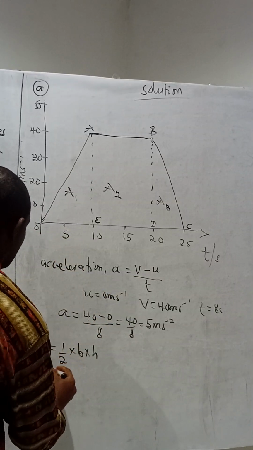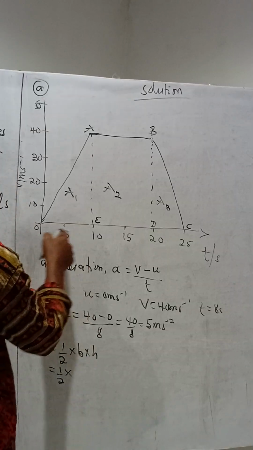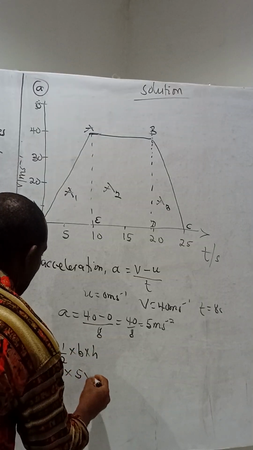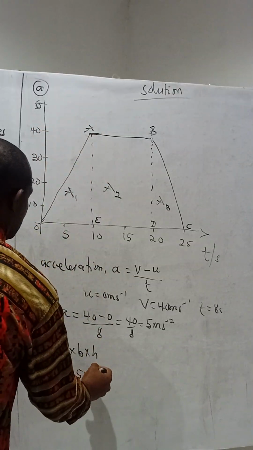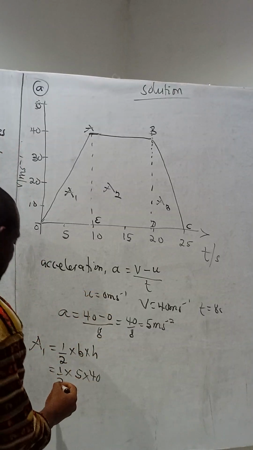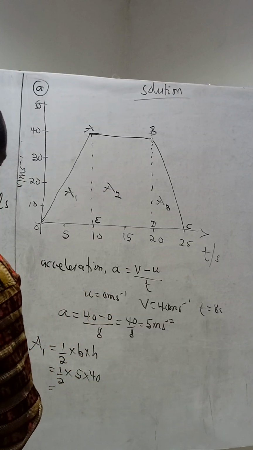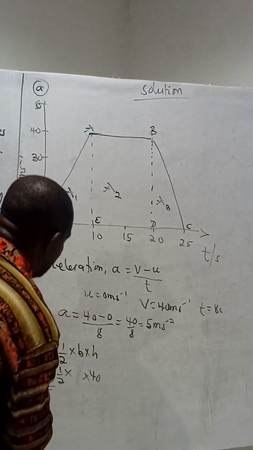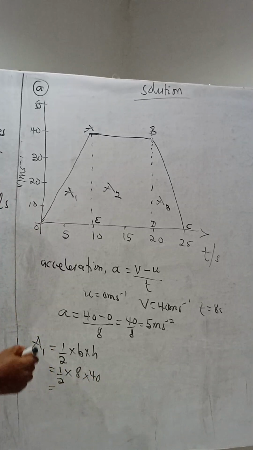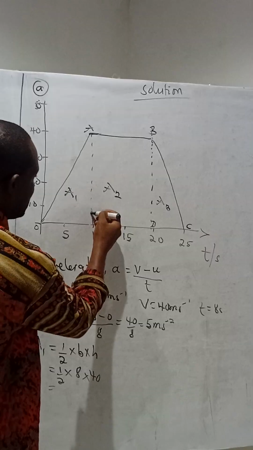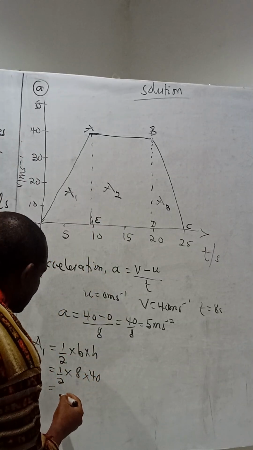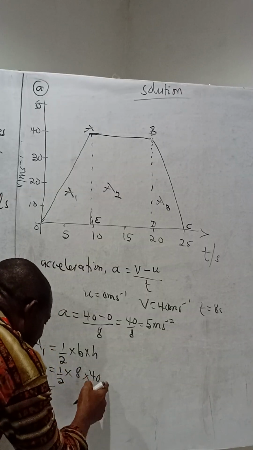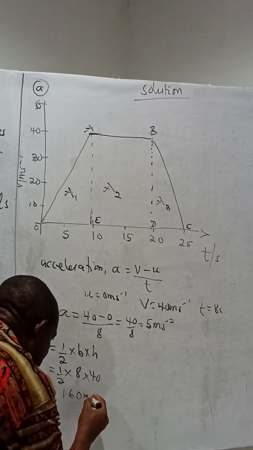So area 1 is going to be half times the base, and the base is OE, and that is 5. 5 times the height. The height is 40. And when we calculate this, that will be 8 rather, because it is up to 8, sorry. That is 8, because from here to there was 8. So that is 8. 4 times 40, and because half of 8 is 4, that will be 160 meters.